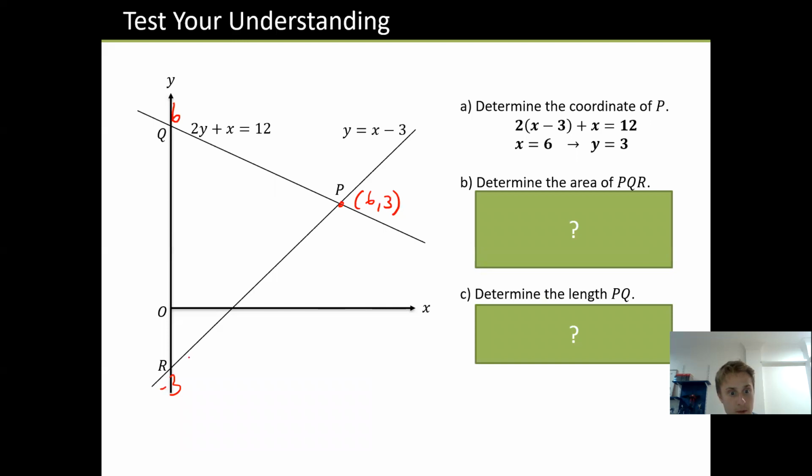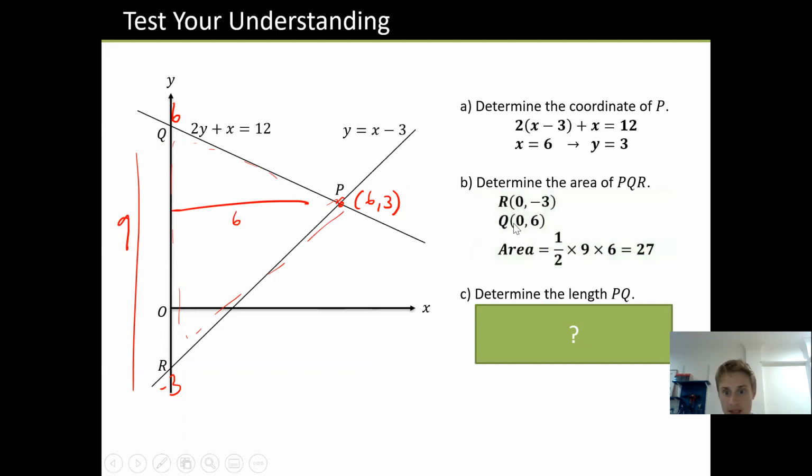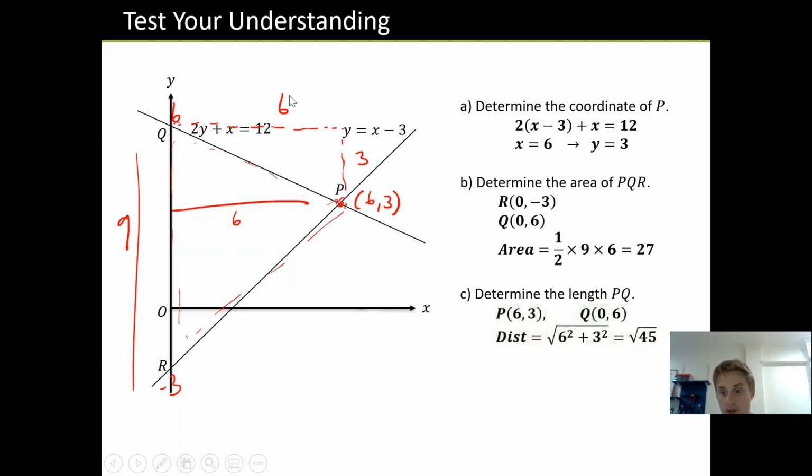What's the area of PQR? That's this big triangle here. So the base would be from 6 to minus 3, which is 9. What's the height? The height is 6, so half 9 times 6. What's the length PQ? So the length PQ, same as before, you want to make a dotted line here. So it's 6 across, because it's from x equals 0 to x equals 6, and it's 3 down. So 36 plus 9, root 45 should be your final answer.